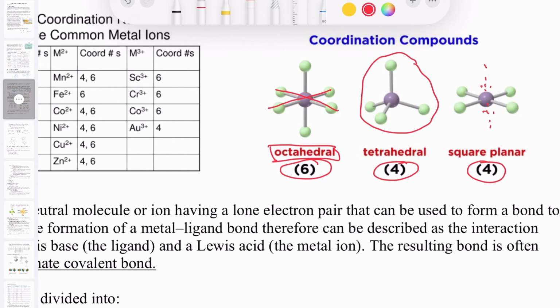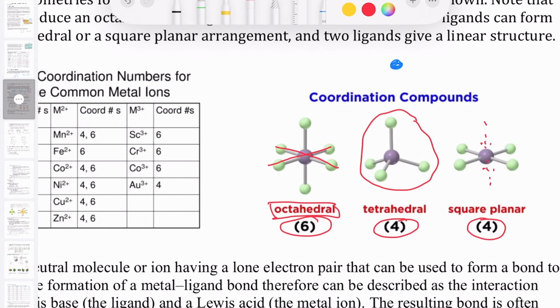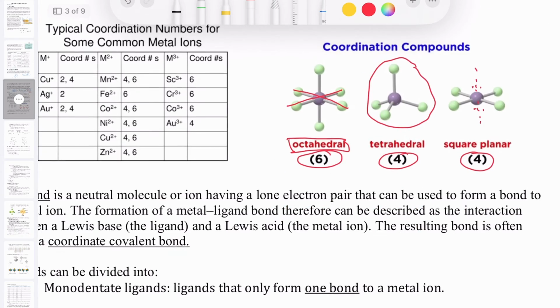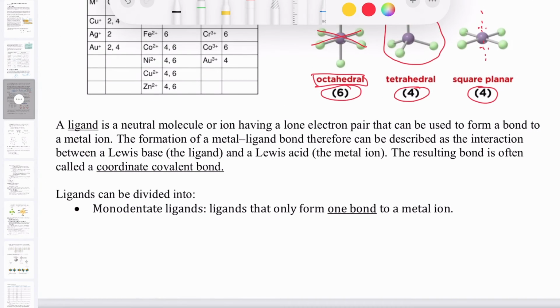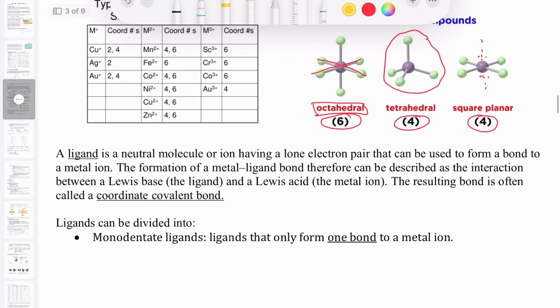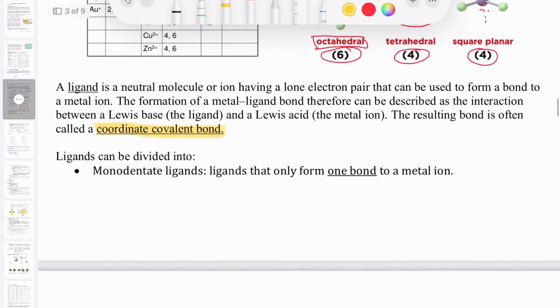If the complex ion only has 2, so something, let's say, that looks like this, then it's just going to be linear, as you might again recall from VSEPR discussion in Gen Chem 1. Okay, and I want to repeat again that the bond between the transition metal ion and the ligand is what we call the coordinate covalent bond. It's a different type of bond. It's not completely a covalent bond, but it's also not completely an ionic bond. So it's something in between.